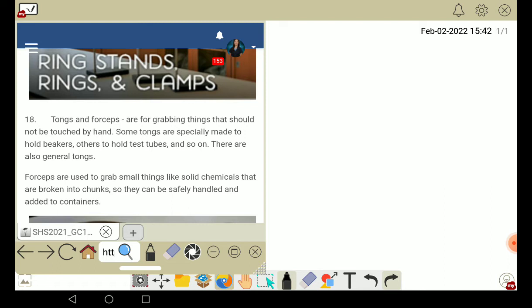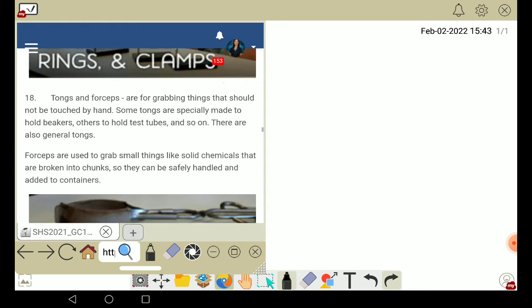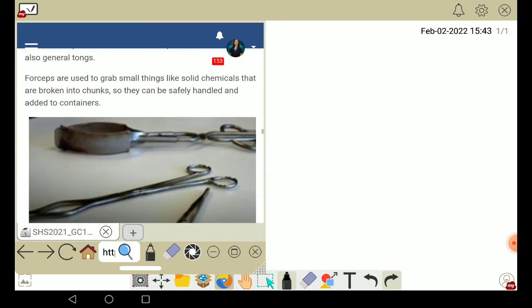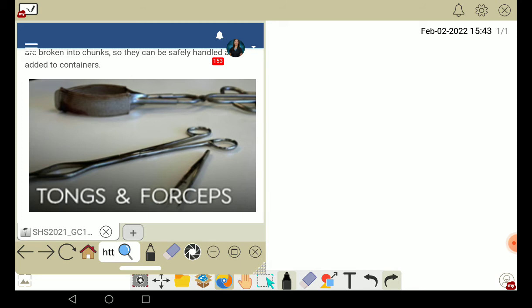There are also general tongs. General tongs are those that could be used on any type of container, as you could adjust the size of how wide it could hold a certain container. Forceps are used to grab small things like solid chemicals that are broken into chunks, so they can be safely handled and added to a container. Okay, here, tongs and forceps.